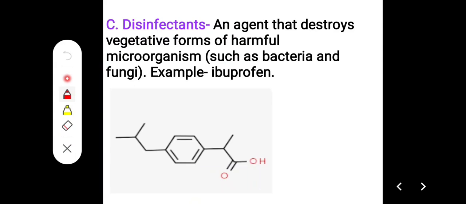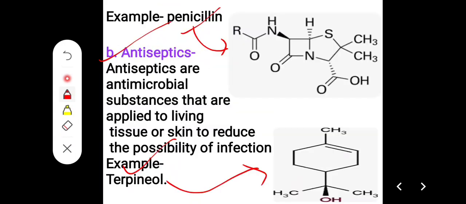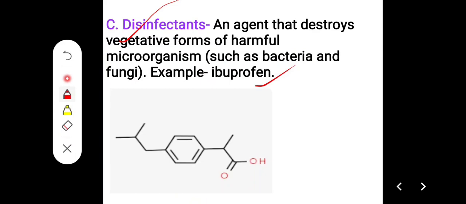Now we have to consider disinfectant, an agent that destroys the vegetative form of harmful microorganisms. Any vegetative forms of harmful microorganisms, such as bacteria and fungi, should be destroyed by a disinfectant. An example is ibuprofen. There should be some difference between antiseptics and disinfectants. Antiseptic is used for living cells, living body, skin, but disinfectant is always used on non-living materials, because the destructive effect of disinfectants is greater than that of antiseptics.